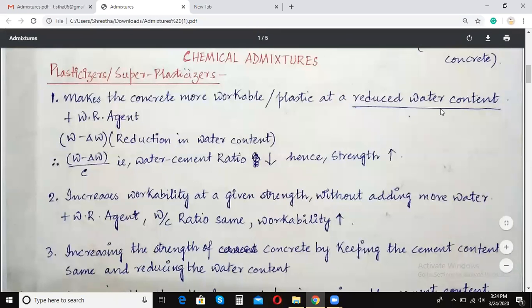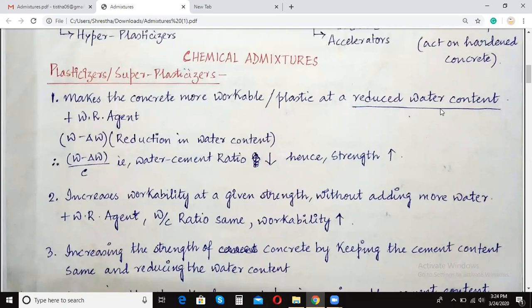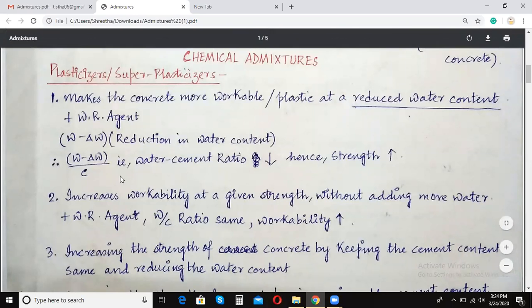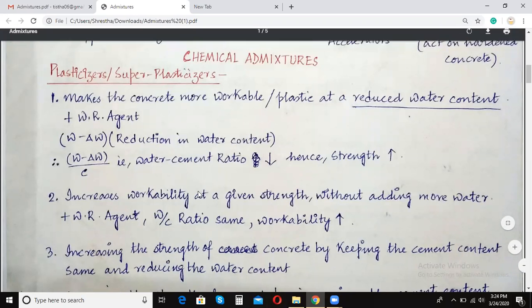Okay, welcome students. Today we are going to see the functions of plasticizers and superplasticizers in concrete. So we have certain points here. I have summarized the points here. We have total 5 functions stated here. So let's go through these functions one by one.